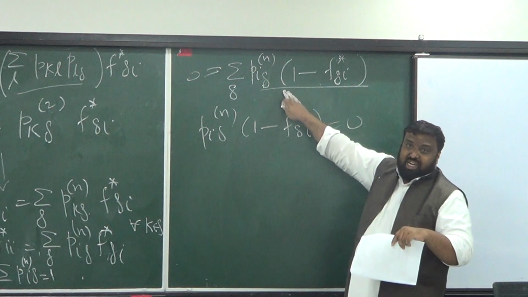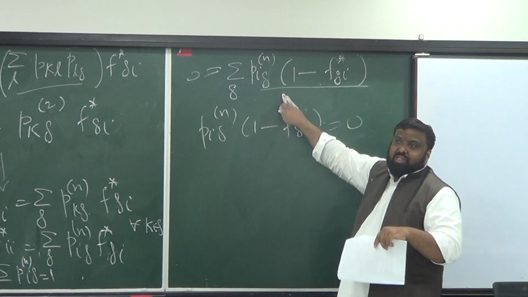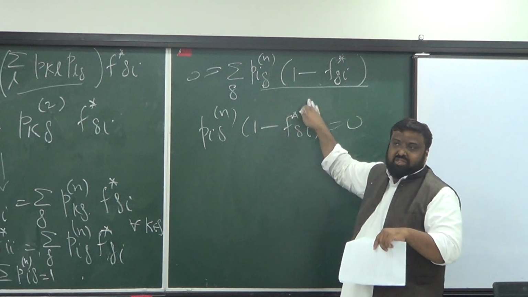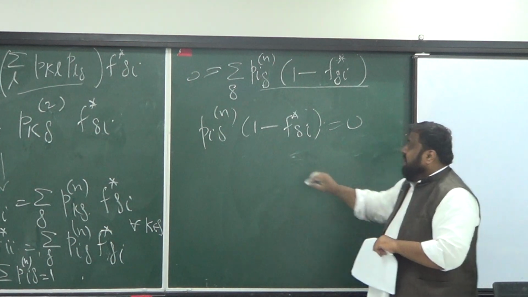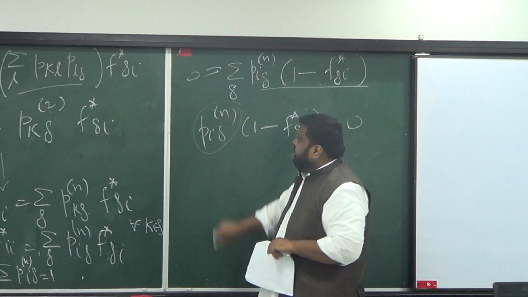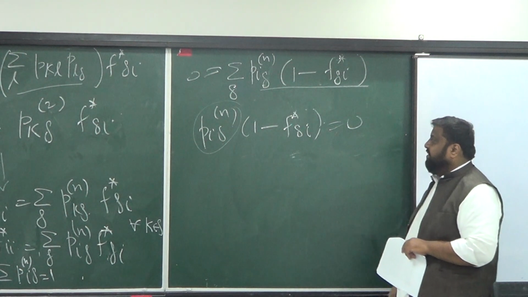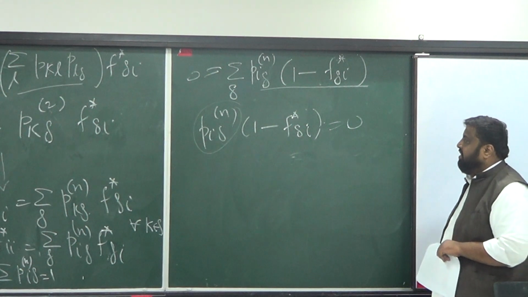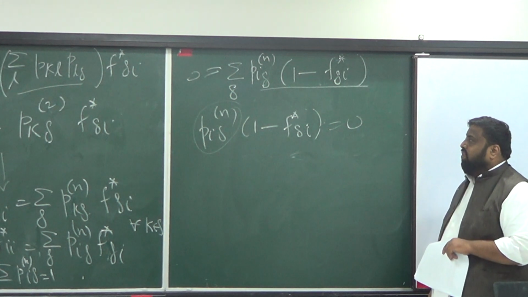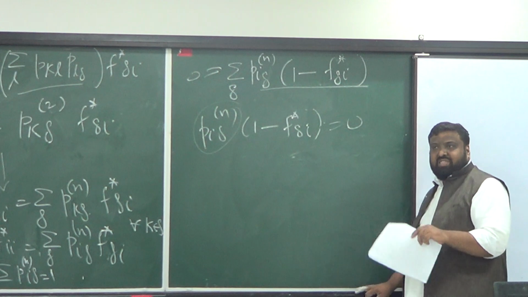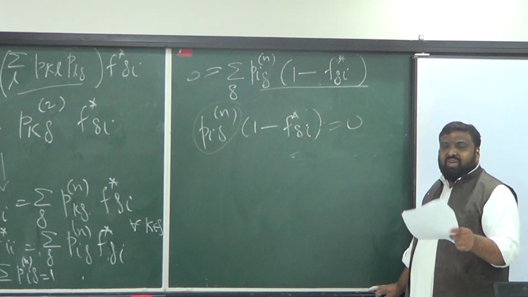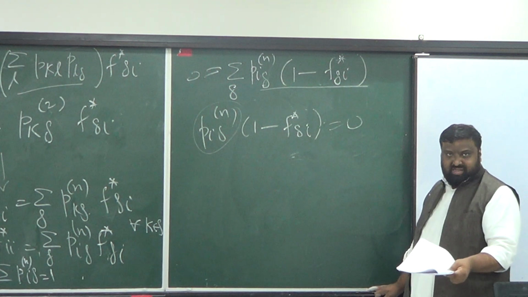Since all these are positive, non-negative terms, and their sum is zero, we have no other possibility except saying that zero. Now these are transition probabilities. You are transitioning from the state I to the state G. So what is the definition of a state leading to another state actually? That you get a positive probability.